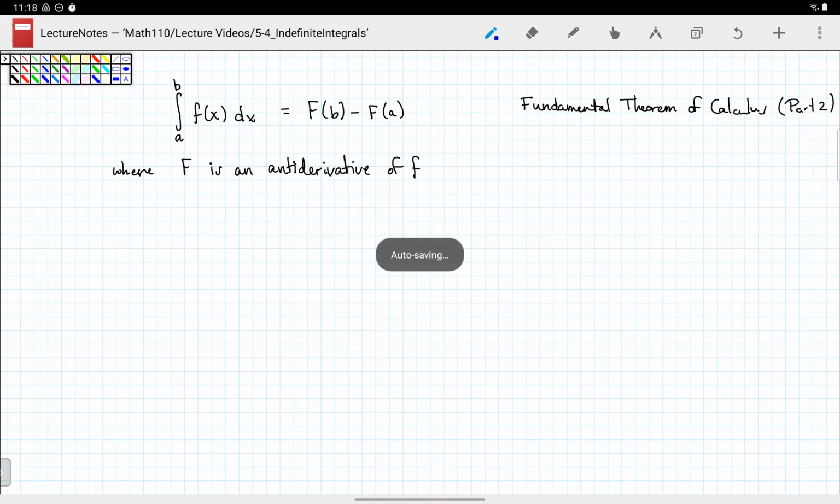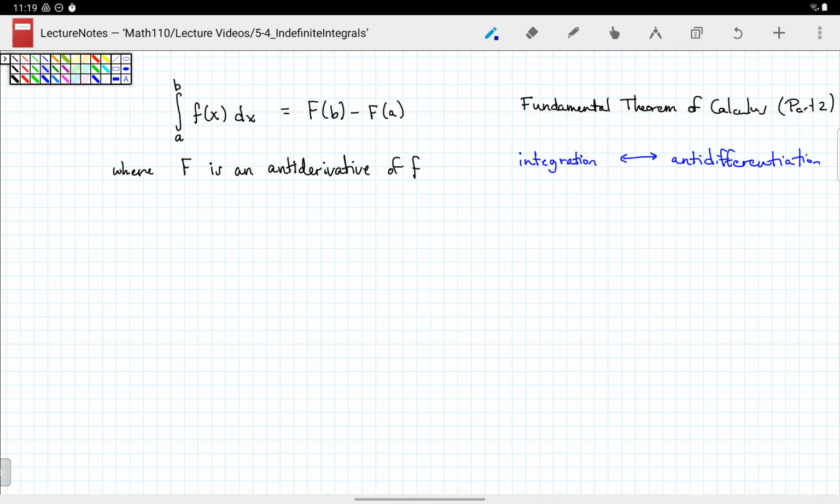So this offers a very strong connection between integration and anti-differentiation. And you see this also in the part 1 version of the fundamental theorem of calculus, that integration and differentiation are sort of inverse operations to each other.